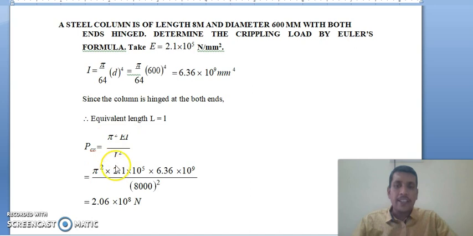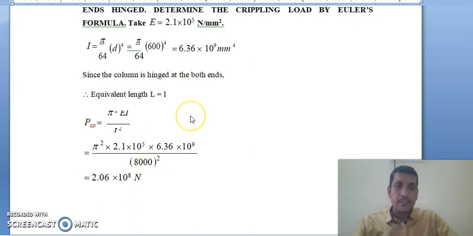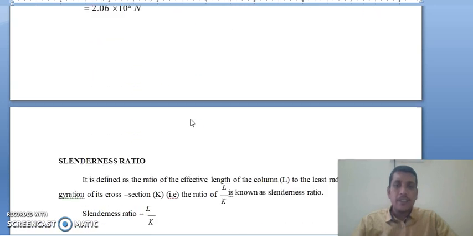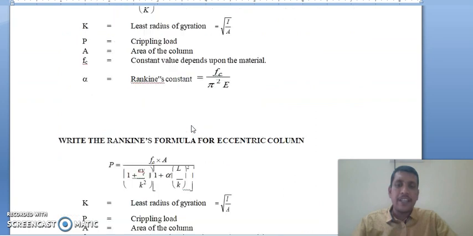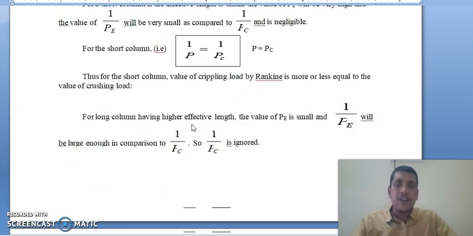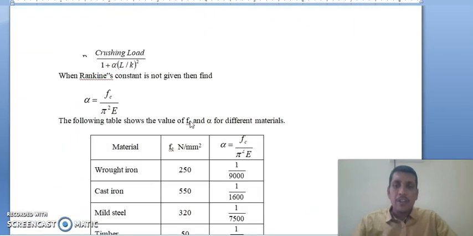So pi square, the value of E is 2.1 into 10 to the power of 5, into the value of I, 6.36 into 10 to the power of 9, which we have calculated. Substituting the value here, and the length is 8 meter, that is 8000 mm, whole square. So the entire value is 2.06 into 10 to the power of 8 Newton. Slenderness ratio we have seen already, and Rankine's Gordon formula we have seen already. We'll move to the next problem.